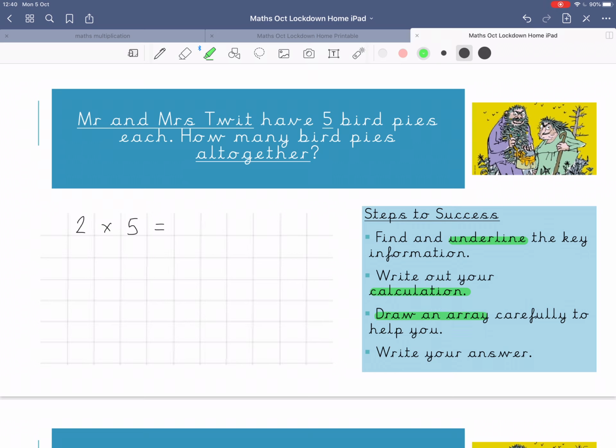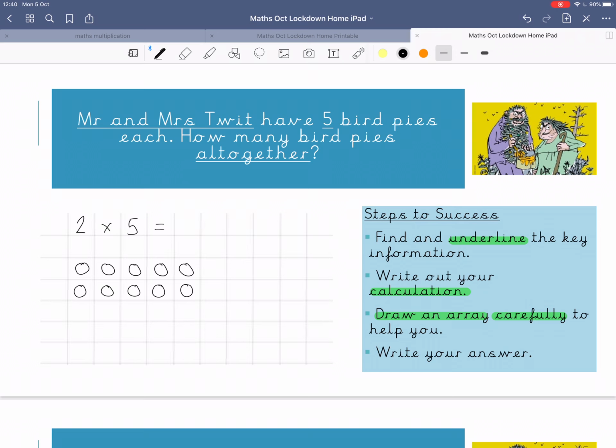Draw an array carefully, I like that word, to help you. Okay, so I want to draw 2 groups of 5, and I'm going to use this grid here to make it really, really neat, okay? So here is 1, 2, 3, 4, 5, that's 1 group of 5. 1, 2, 3, 4, 5, that's another group of 5. Okay, there's my array.